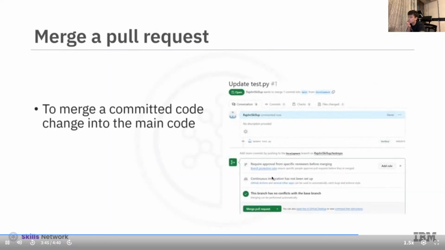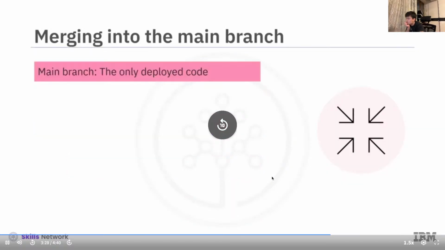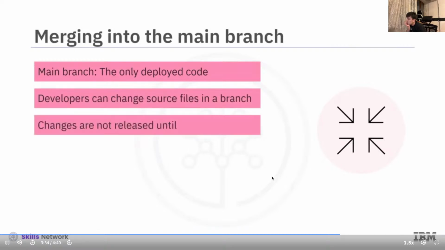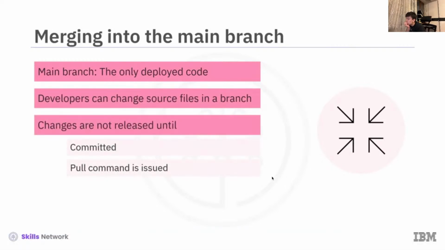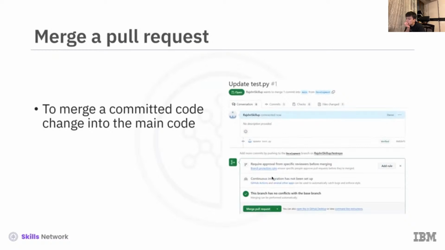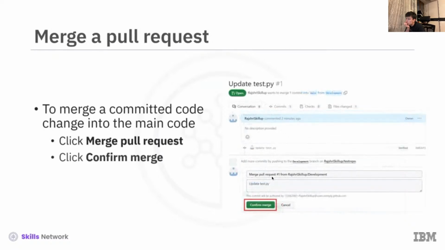To merge a committed code change into your main code, click Merge Pull Request. Click Confirm Merge. When all changes for a branch are complete, that branch is considered obsolete and should be deleted.